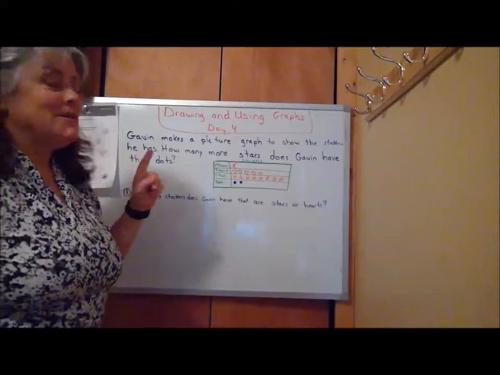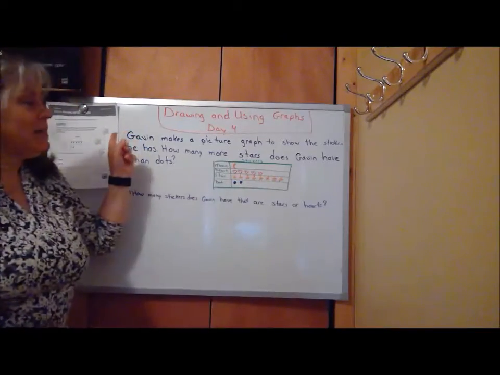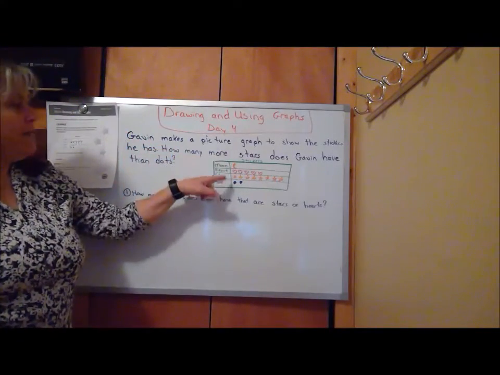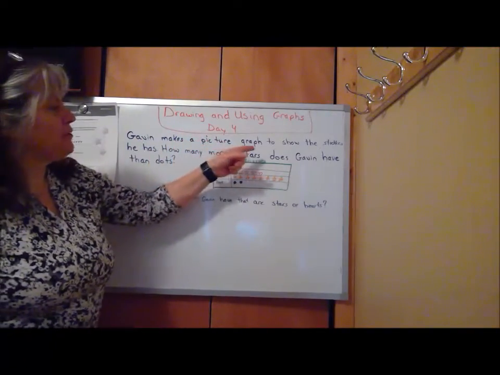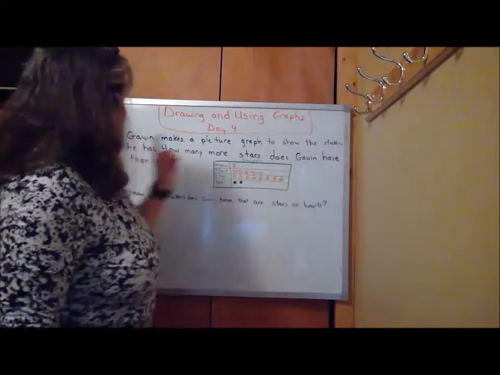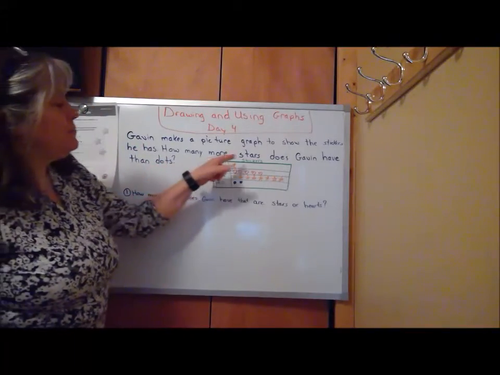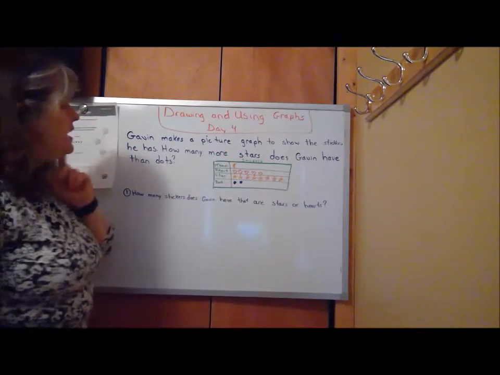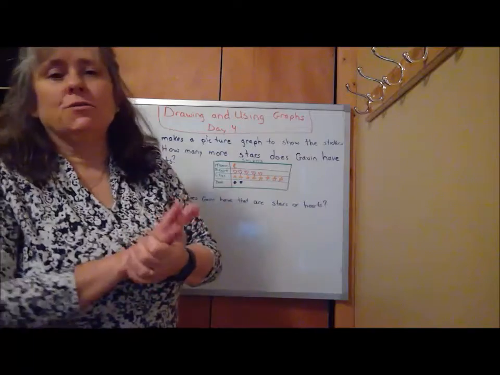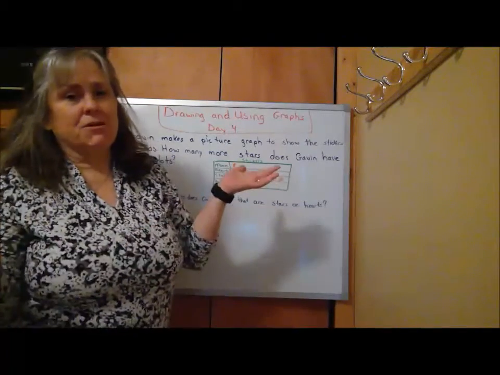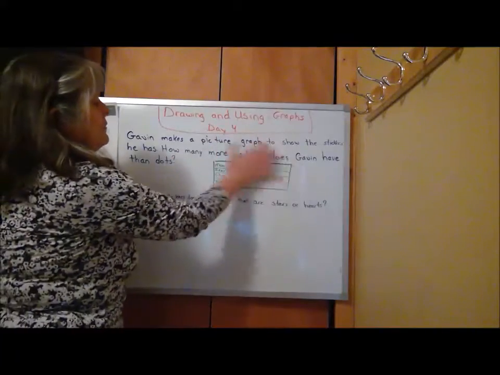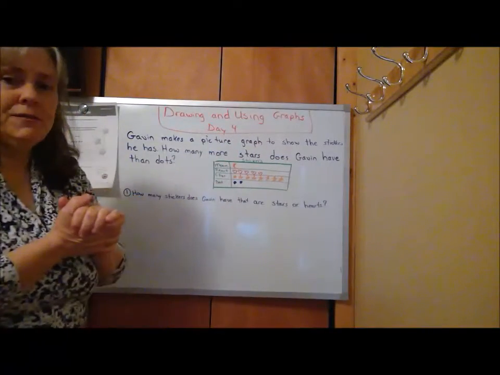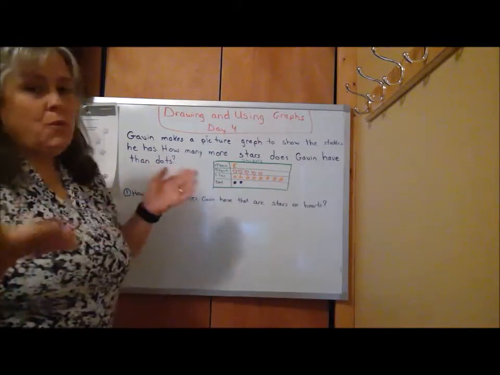Good. All right, so let's read the problem. It says, Gavin makes a picture graph. So that's the other reason we know it's a picture graph. Gavin makes a picture graph to show the stickers he has. How many more stars does Gavin have than dots? All right, so what are we talking about? We're talking about stickers. What do we know? We know all the information that's in this graph, right? What do we want to know?